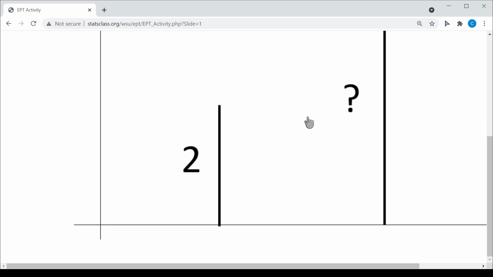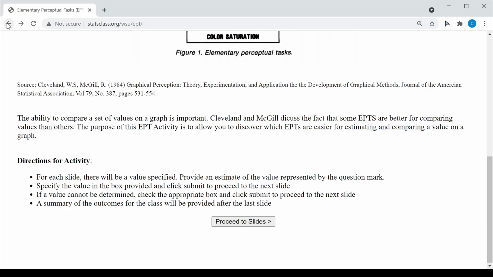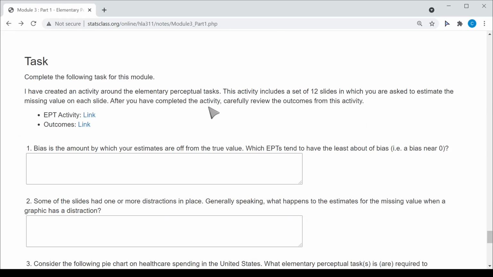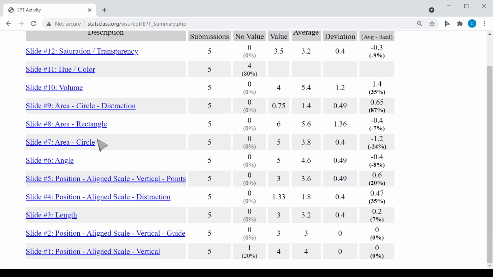Some of these slides are what I covered in the notes, so some will be easier than others, but I have included some variations to what we've talked about in the notes. Once you get done with that activity, there are 12 slides to go through. I want you to take a look at the outcomes. Here are some outcomes where this column of the average is the average value for anybody that has completed this activity.